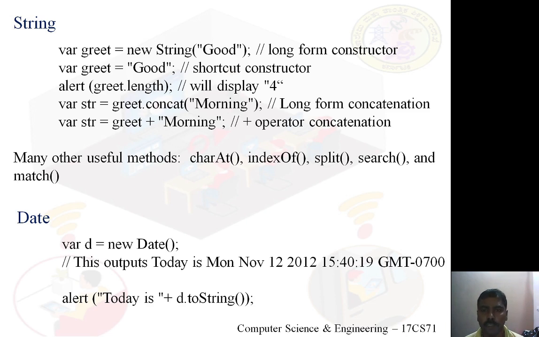The first case I have created using the new operator, that is a long form constructor. The second case I am not using a new operator, a short form constructor. Now, to know the length of the string object, there is a property known as length defined in the String class, and it can be accessed through the dot operator.